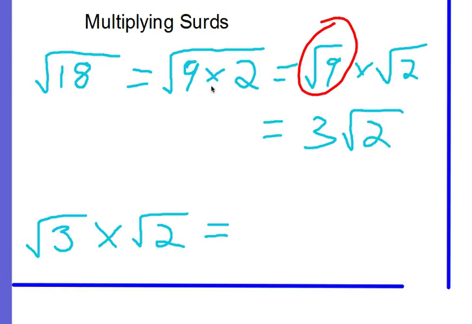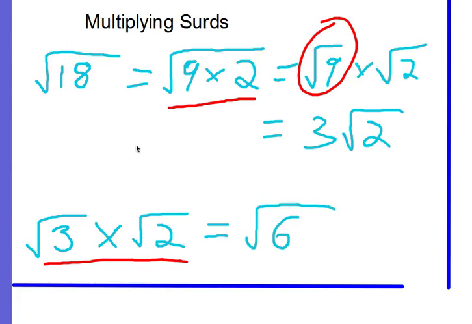Well, multiplying surds uses that basic idea that surds can be split, and reverses the process, taking surds that are split and putting them back together. So root 3 times root 2 just becomes root 3 times 2, which is root 6. Now let's look at some variations on that idea.